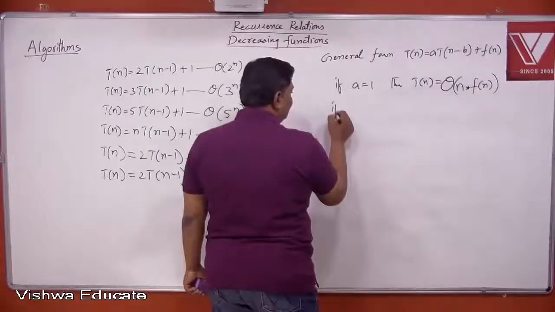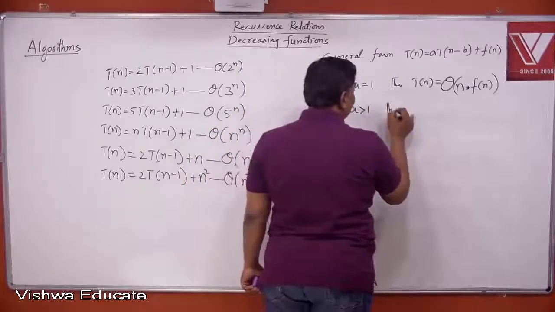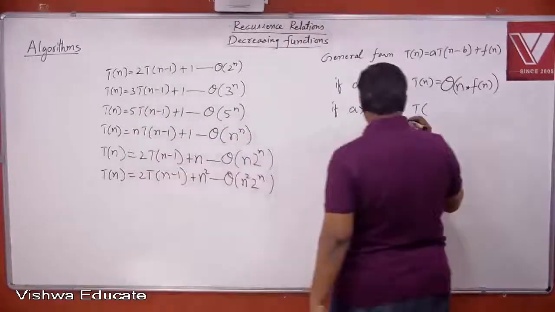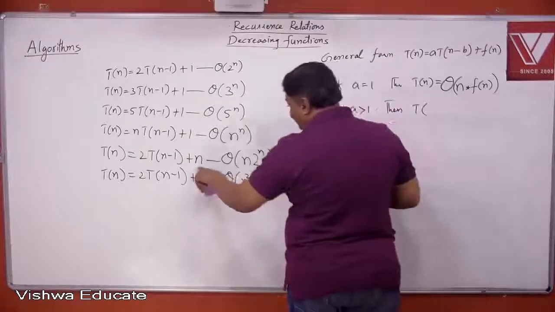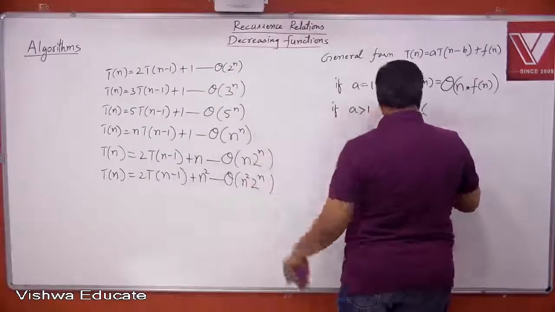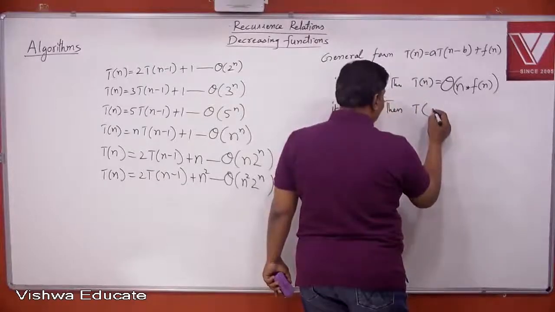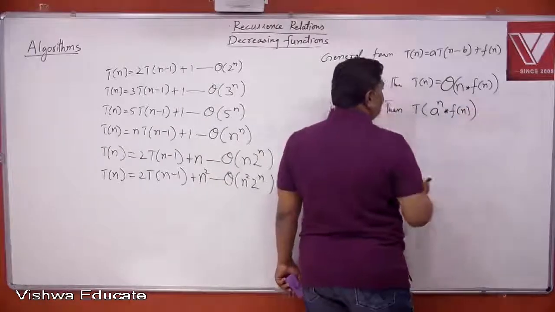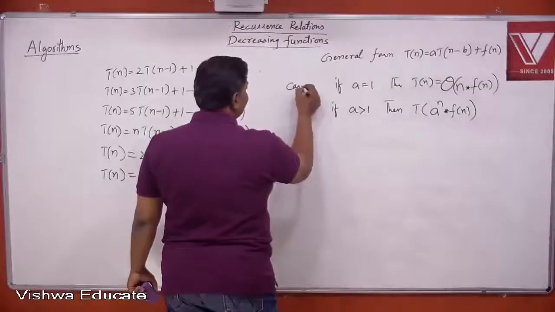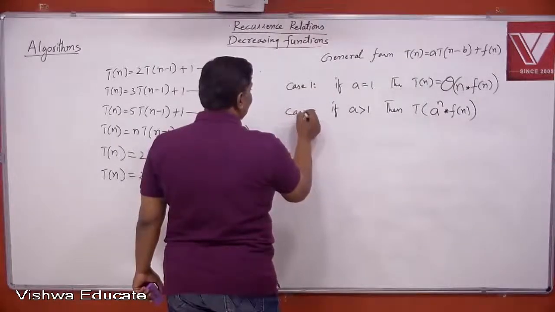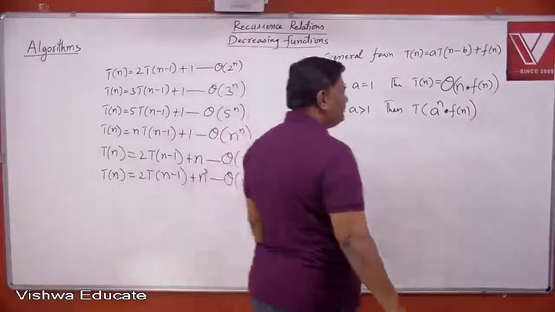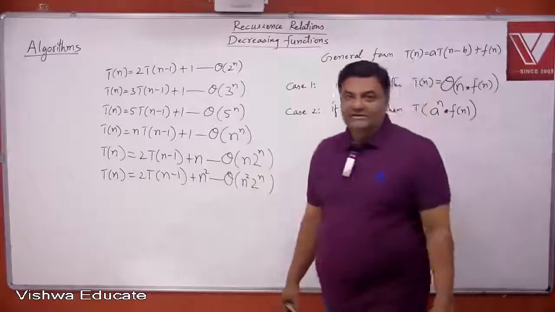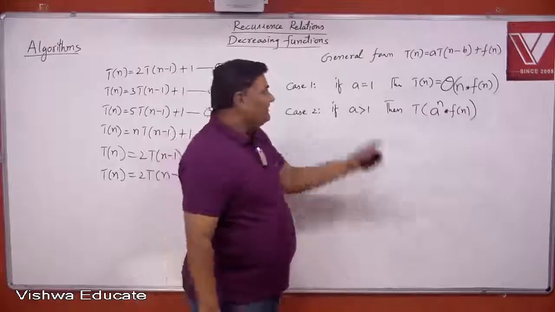This is case 1. And if A is greater than 1, then 2, 3, 5, n, what is the answer? See, if f of n is n, then n is there, n square is also there. So this is f of n as it is, but a power n into f of n. So we got two cases, case 1, case 2. Yes. These are the two cases we got if we have taken the general form.